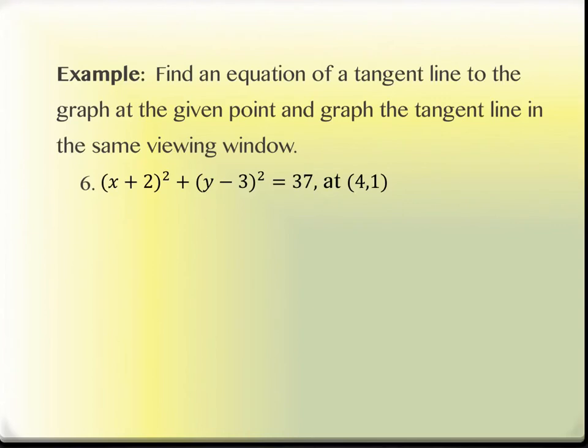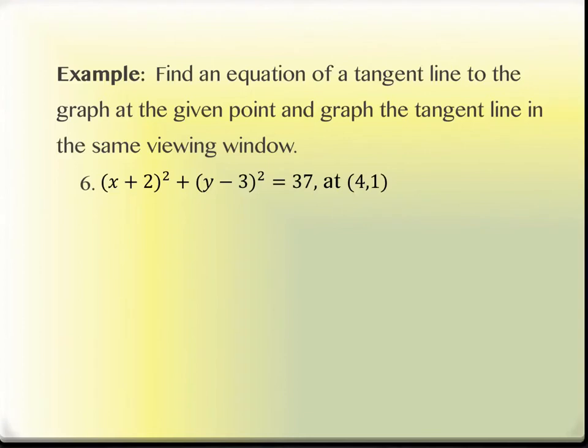All right, this one says to find an equation of a tangent line to the graph at the given point and then to graph in the same viewing window. So the reason this question is asking you to graph is because you should recognize what this is a picture of. What is this an equation for? It's a circle. Okay, it's a circle with a funny radius. I mean, that's going to have a square root 37 radius, which is just a little more than 6.